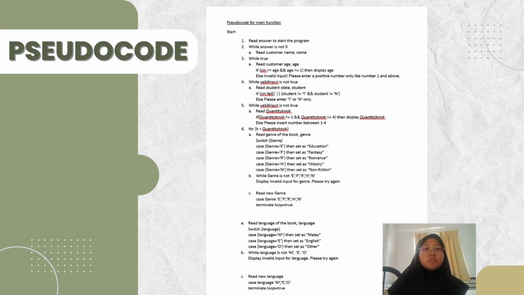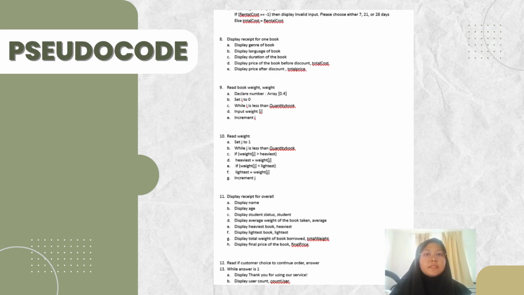Next, read the genre of the book and read the language of the book. If true, display the genre and language. Else, ask the user to input the genre and language again. Next, display receipt for one book including genre, language, duration, price before discount, and price after discount. Then, read book weight. Declare a number array for the book. Read weight to determine the heaviest and lightest. Display receipt for the overall rent book system that includes name, age, student status, average book, heaviest, lightest, total weight, and final price. Then, read the answer of the customer whether they want to proceed or not.